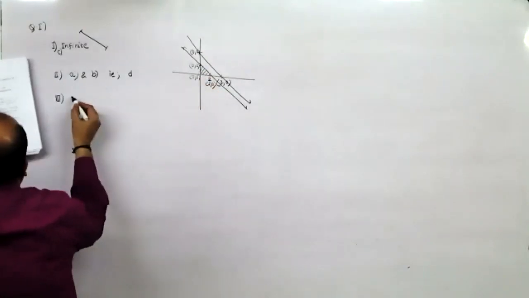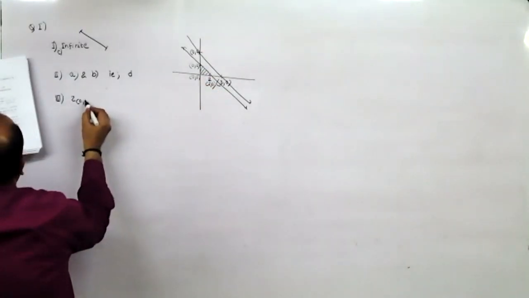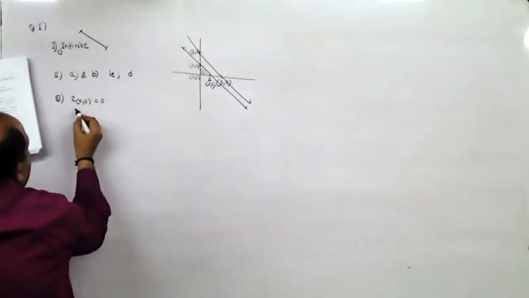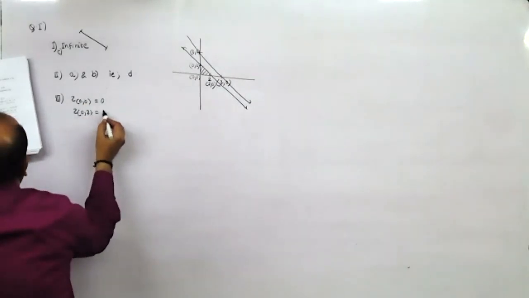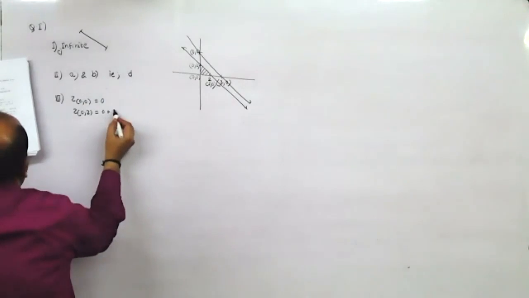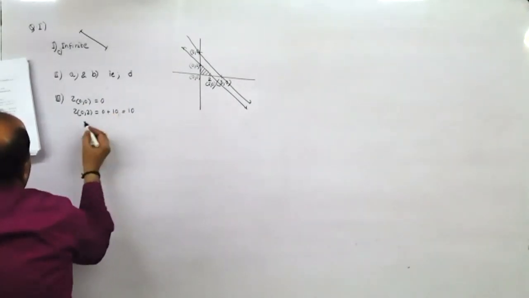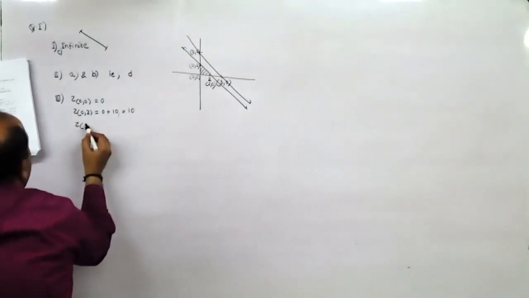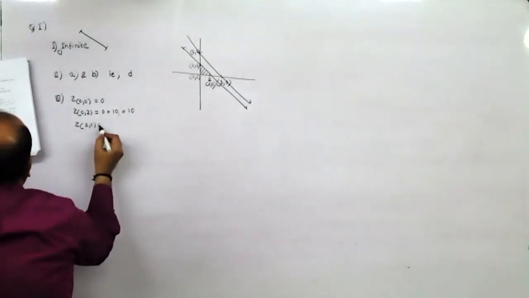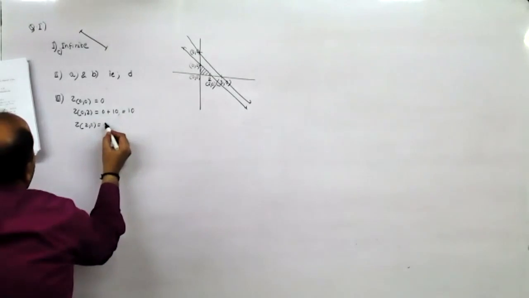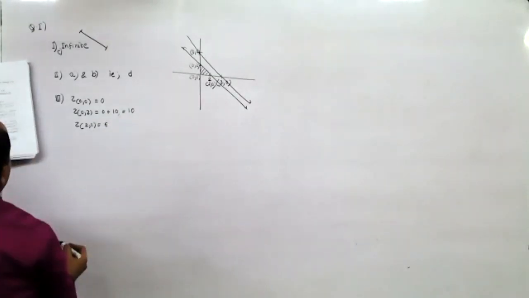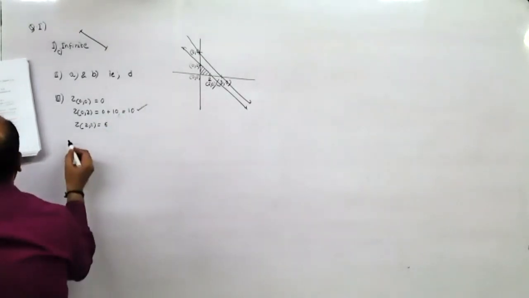We'll have to check z at first 0, comma 0. It is 0. Then z at 0, comma 2. It would be 3 into 0 plus 5 into 2. That would be 10. Then z at 2, comma 0. It would be 3 into 2, 6. So maximum value is 10.